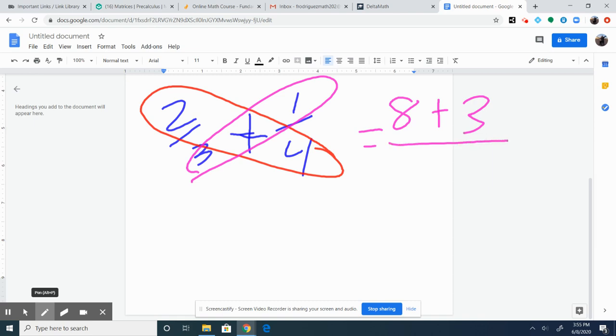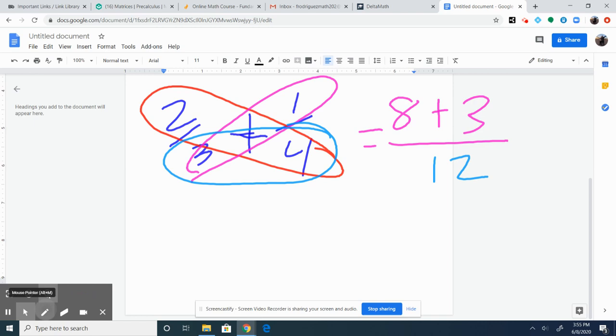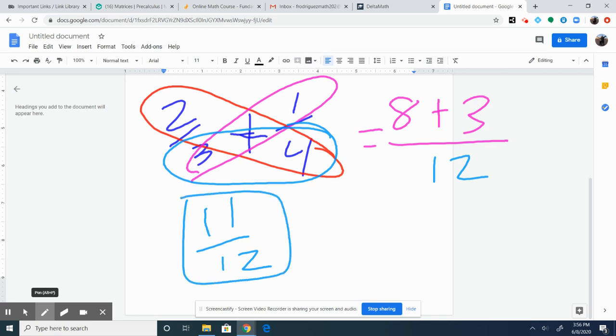And that's our numerator. On the bottom, we are going to have, and again, let me do this in a different color. In the bottom, we are going to multiply both of these denominators, which in this case would be 4 times 3, which is 12. So now that we have that, we are able to just add our example. So 8 plus 3 would give us 11 over 12. And if we can reduce it, we can, but in this case, it would just stay like that.